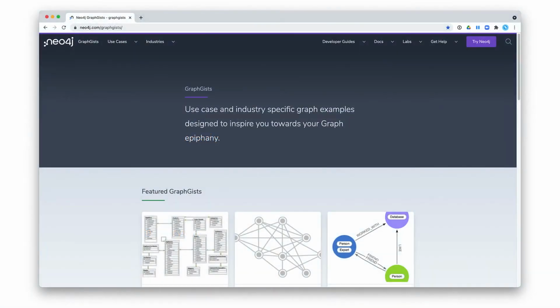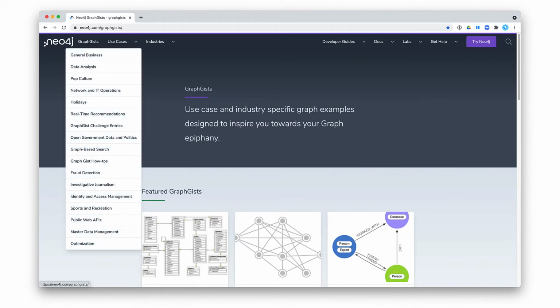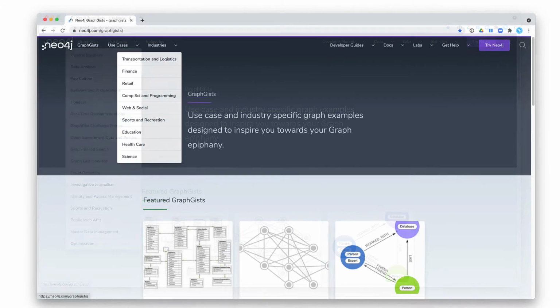Neo4j hosts a site that contains example graphs that have been designed by Neo4j engineers and Neo4j community members. Many developers use GraphGists as a starting point for their own graph data model. You can browse the GraphGists by use case or by industry. Next, we will explore some common use cases for graphs.